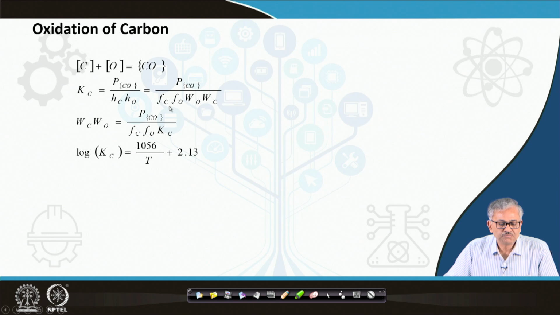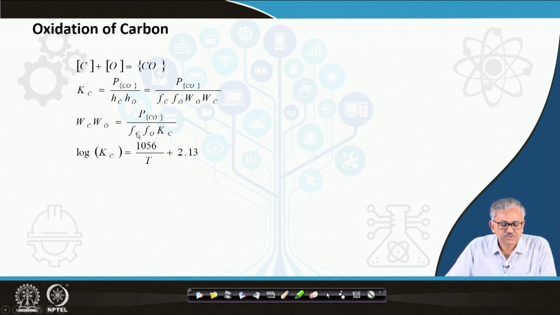Again, the impurity activity is defined on the Henrian scale, and fC and fO are the activity coefficients of carbon and oxygen respectively on the Henrian scale. wO and wC are the weight percent of oxygen and carbon respectively. P_CO is the partial pressure of CO. Now, if you take fC and fO as 1 for the time being, then P_CO and Kc are correlated, and you know the Kc value at a particular temperature, at 1600 degrees centigrade.